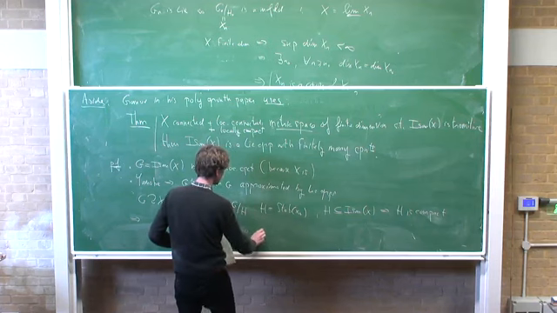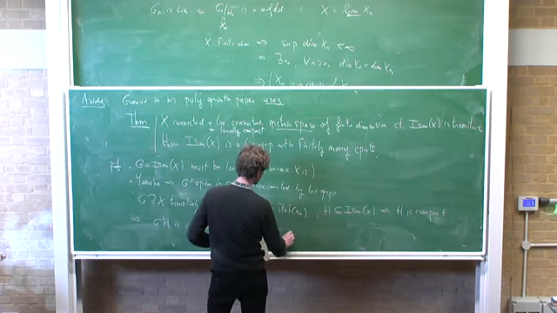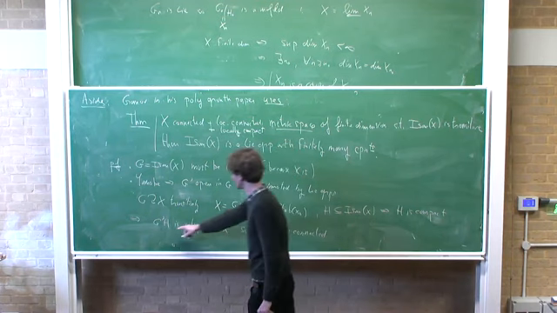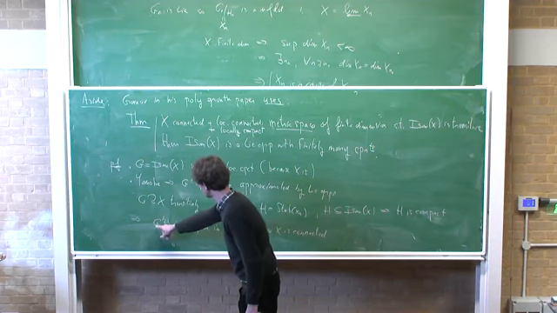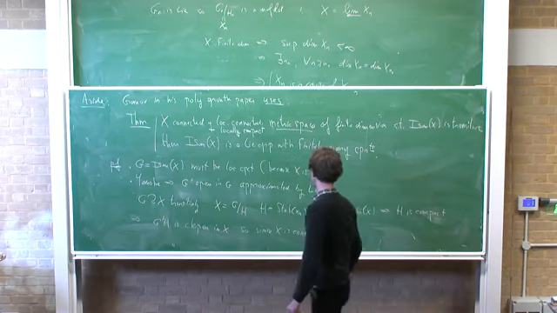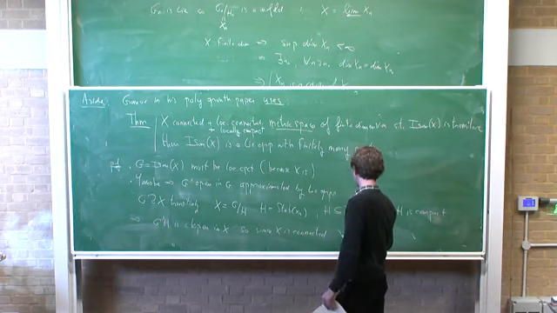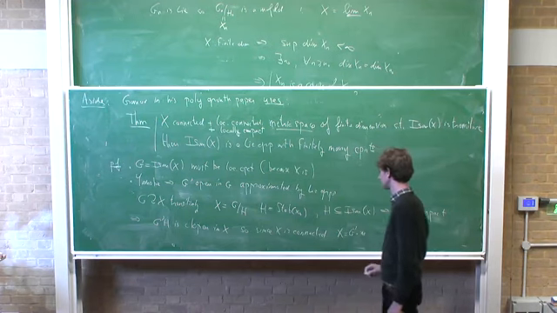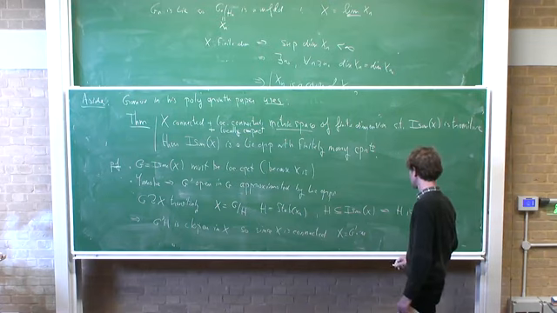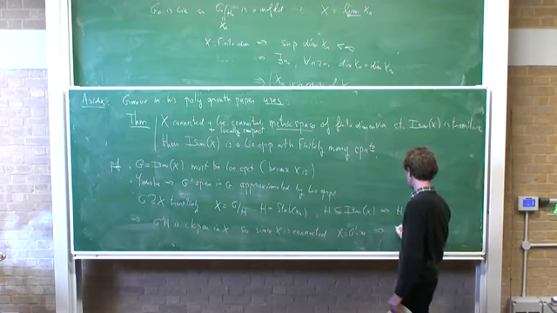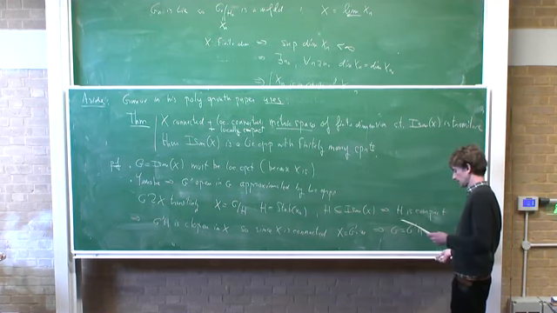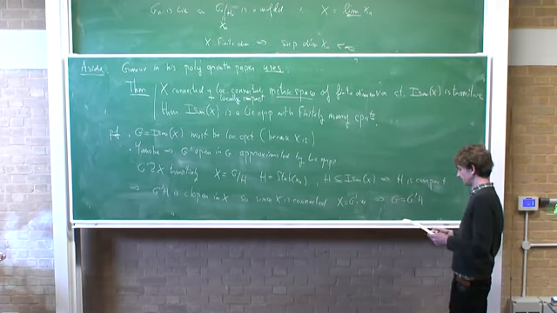So since X is connected, it's closed because H is compact. It's open because G prime is open. And since X is connected, X is equal to G prime times x naught. And so this implies that G is equal to G prime H.